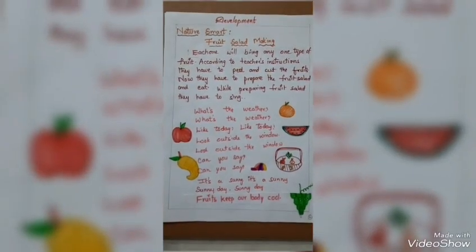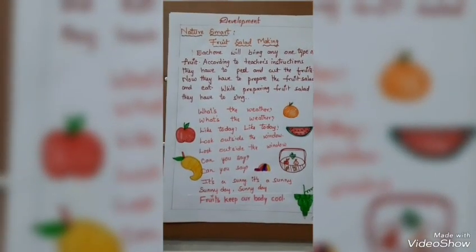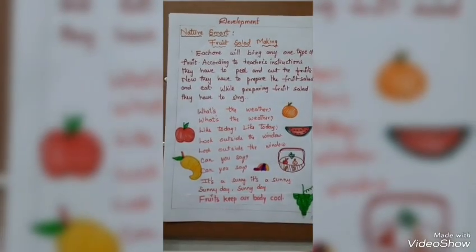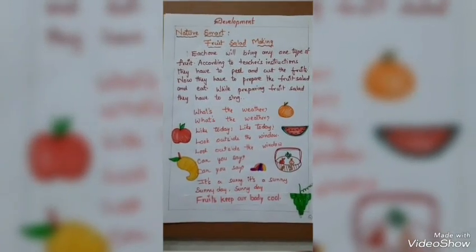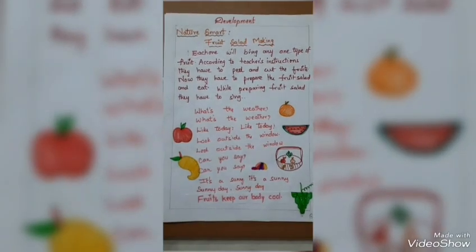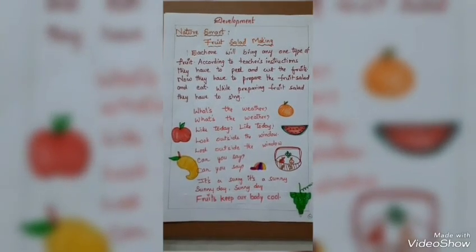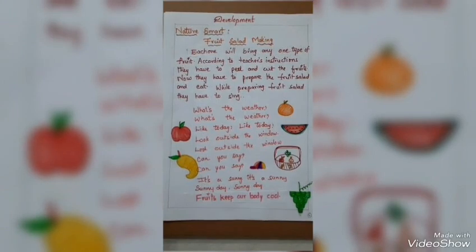Development. Nature smart. Fruit salad making. Each one will bring any one type of fruit. According to teacher's instructions, they have to peel and cut the fruits. Now, they have to prepare the fruit salad and eat.